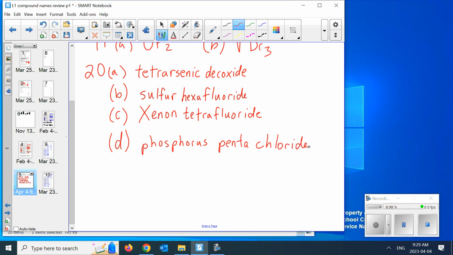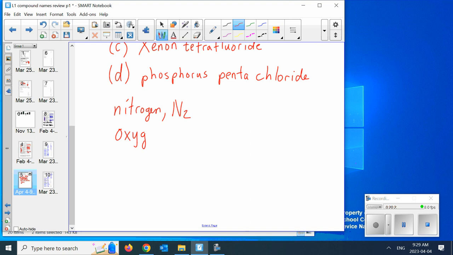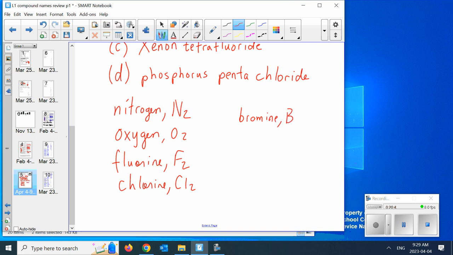And last, the last thing I asked you guys to just list was nitrogen, just to get used to this. If I say nitrogen, I mean N2. If I say oxygen, I mean O2, fluorine F2, chlorine Cl2, bromine, iodine. And lastly, hydrogen. Those are the seven. How many groups of two with their elements alone?